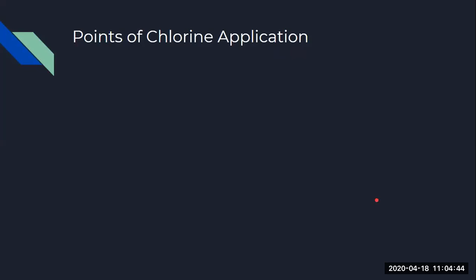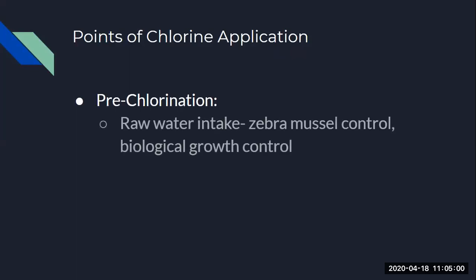So, points of application of chlorine. I'm pointing out things that we do with chlorine because chlorine is, well, I could say, the most popular form of disinfection that we use in the Caribbean. So pre-chlorination: we would add chlorine at the raw water intake to control zebra mussel.